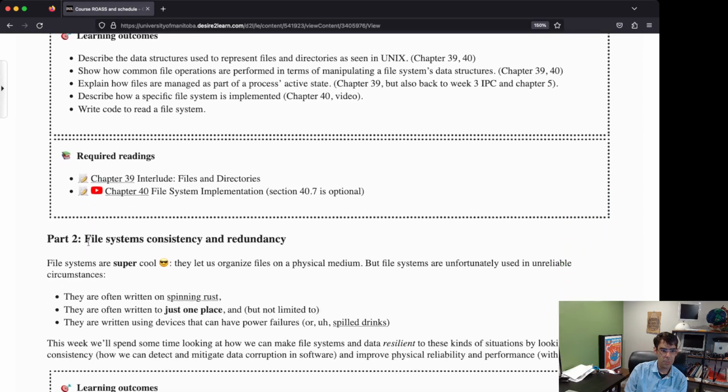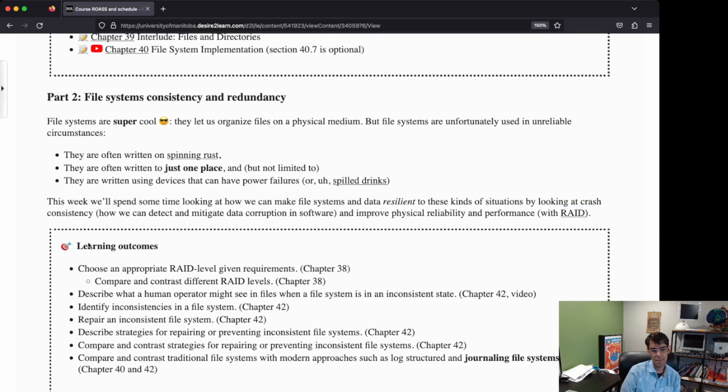We're going to get to file system consistency and redundancy next week. So we're falling a little bit behind schedule, but that's okay. If there's stuff that falls off the end of the course, I'm okay with that, and I will tell you explicitly if something has fallen off the end of the course and will not be on the final exam.